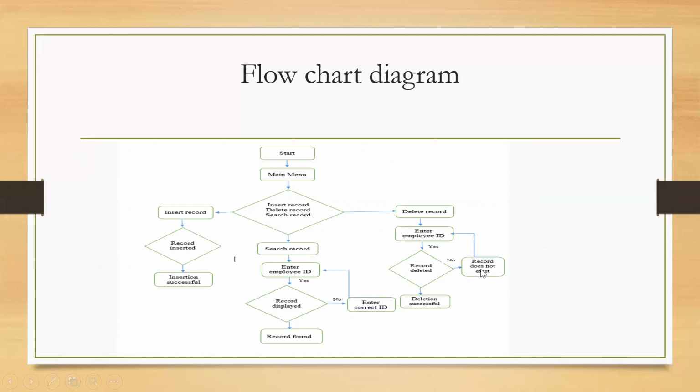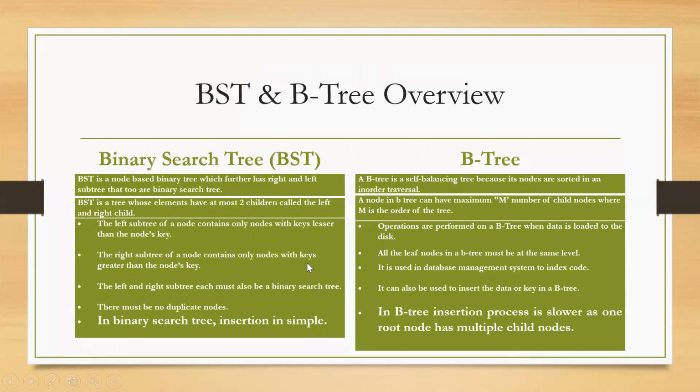Once the ID is correct, the record will be deleted and deletion will be successful. If the ID is wrong, it will take us back to here, prompting us to enter the right ID. Same goes for the search operation. You can also search with the right employee ID. Once the right employee ID is entered, the record will be displayed. If it is wrong, it will prompt us to enter the right employee ID.